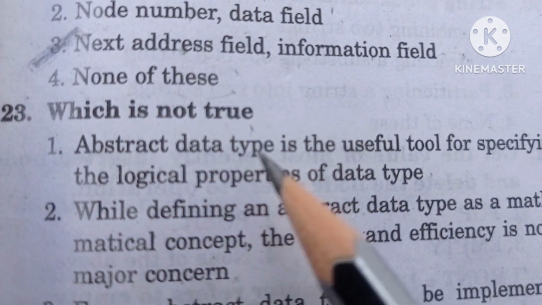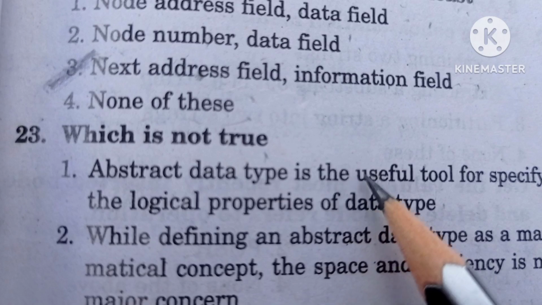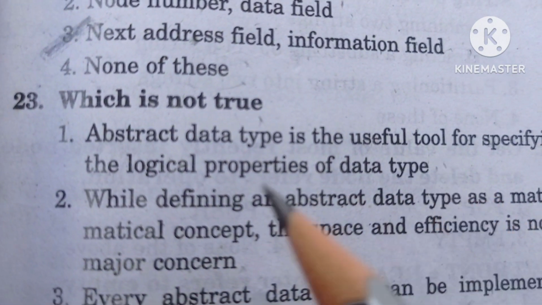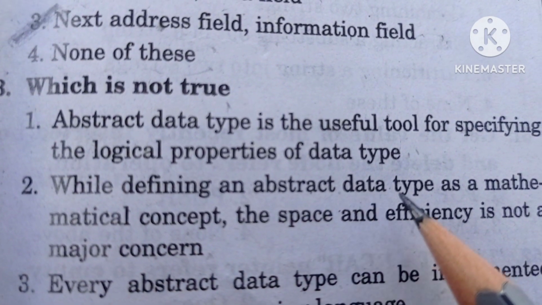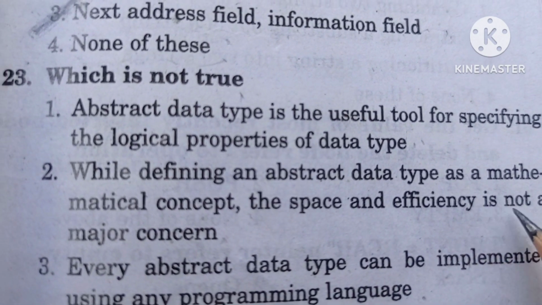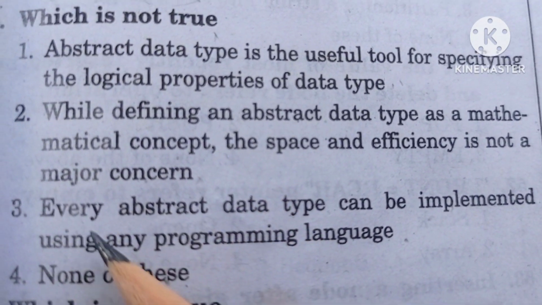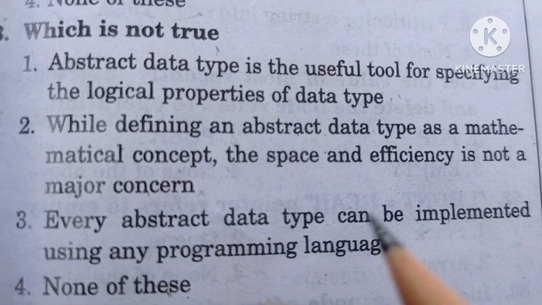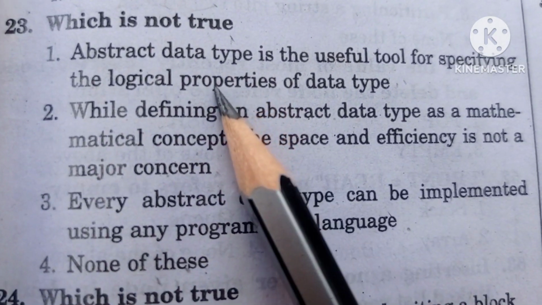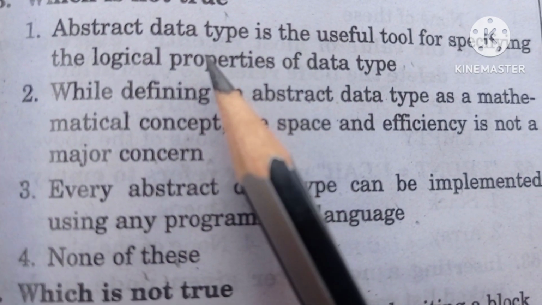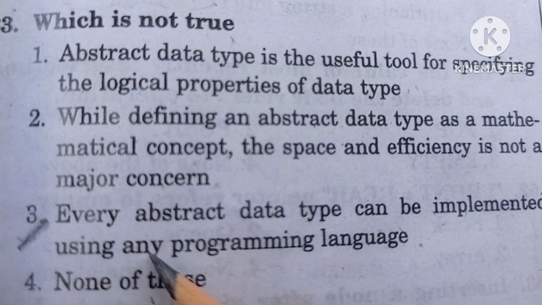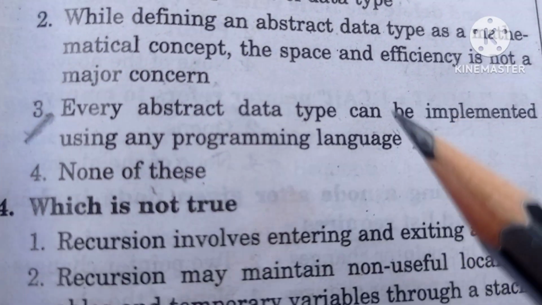Which is not true. Abstract data type is the useful tool for specifying the logical properties of data type. While defining an abstract data type as a mathematical concept, the space and efficiency is not a major concern. Every abstract data type can be implemented using any programming language. None of these. Answer is every abstract data type can be implemented using any programming language.